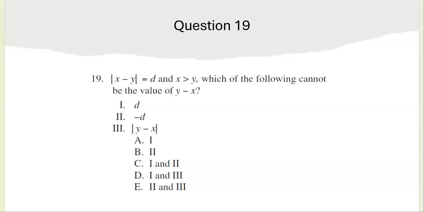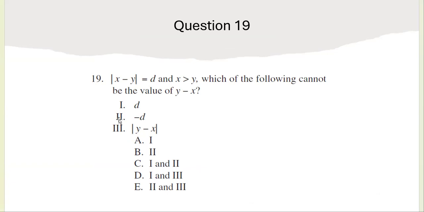Okay, so let's go choice by choice. Can y minus x be d? Well, it tells us that x is greater than y. So y minus x, since x is bigger, your answer is going to be negative. But d is positive, since it's the absolute value of something. So one cannot be true. We're expecting a negative answer, but d is positive. So one is not true.